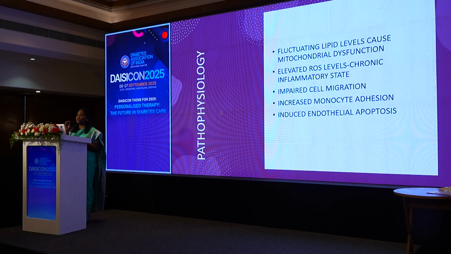So what is the pathophysiology? How does lipid variability cause diabetes complications? So similar to glycemic variability, fluctuating lipid levels cause mitochondrial dysfunction. They elevate the reactive oxygen species levels, causing a chronic inflammatory state. So they cause impaired cell migration, increased monocyte adhesion and induced endothelial apoptosis.